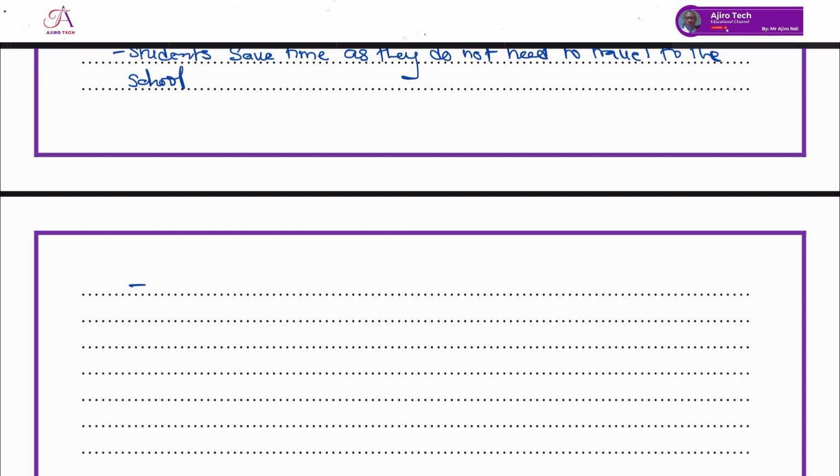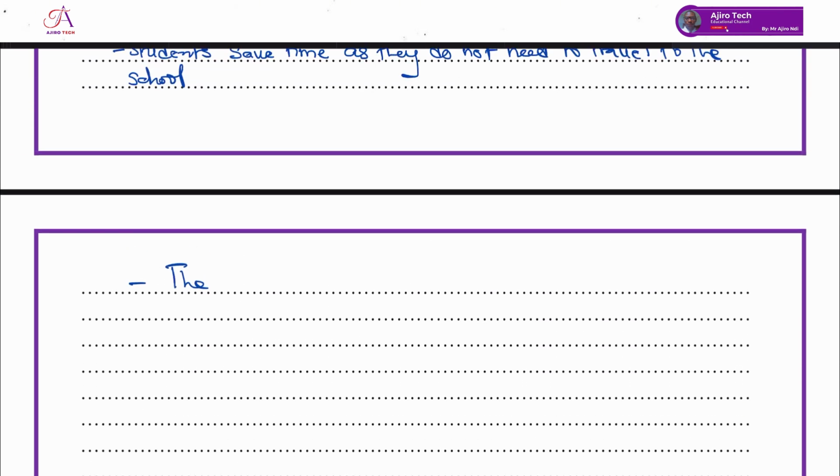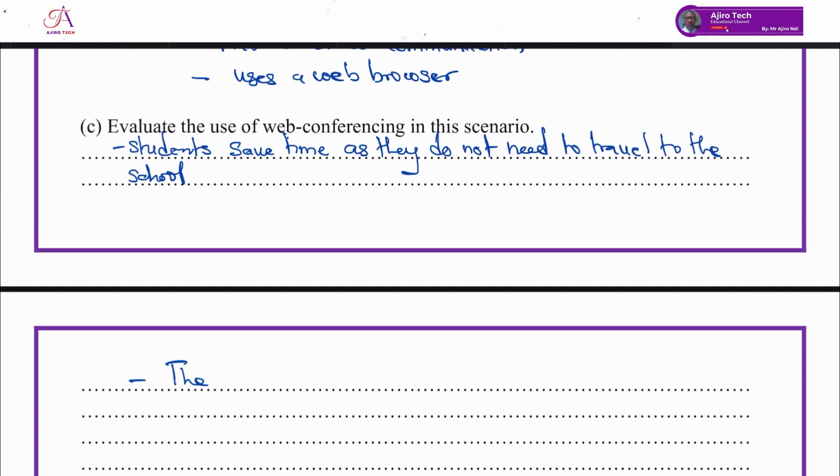Okay, another one here is that the student, how many marks is it? This is 6 marks. So when you are evaluating, this is very good. When you are evaluating, keywords here for evaluating, you're judging the scenario, and they are looking at both positive and negative. So I'm looking at the positive here. This is the positive. So, okay, 3 positive, 3 negative.